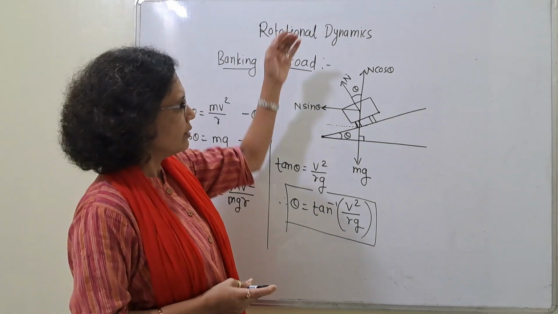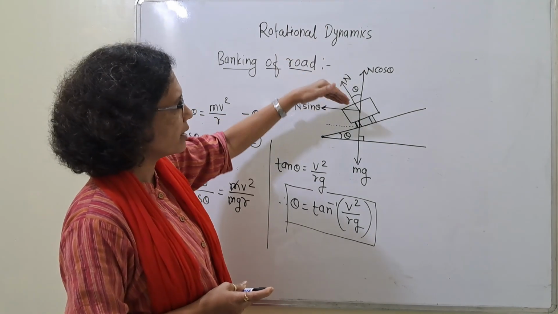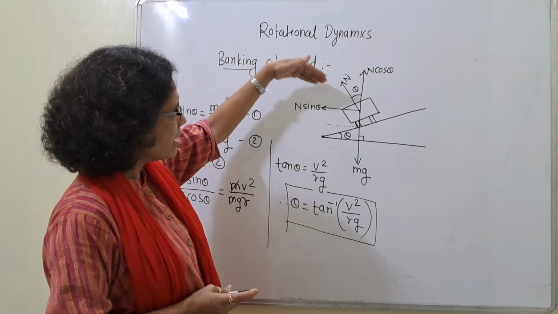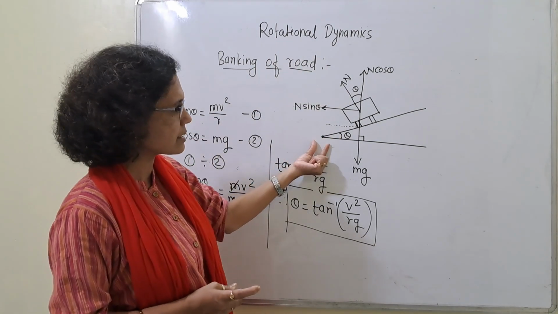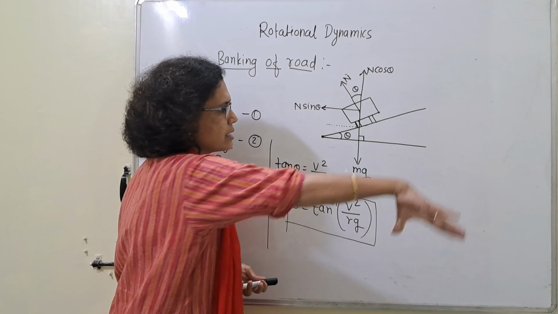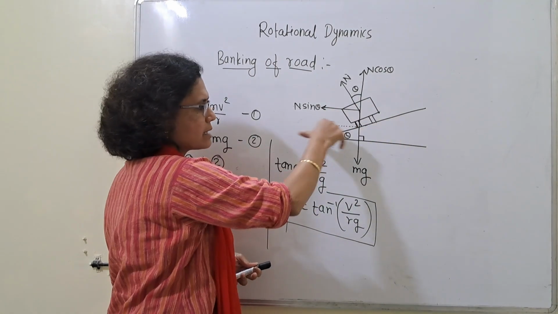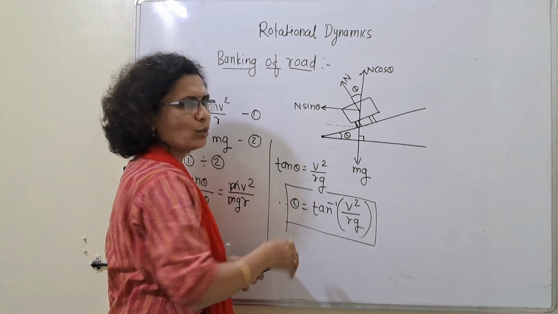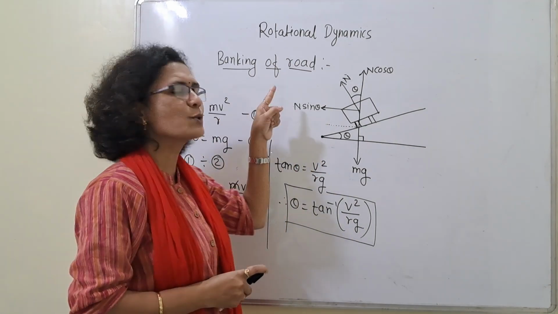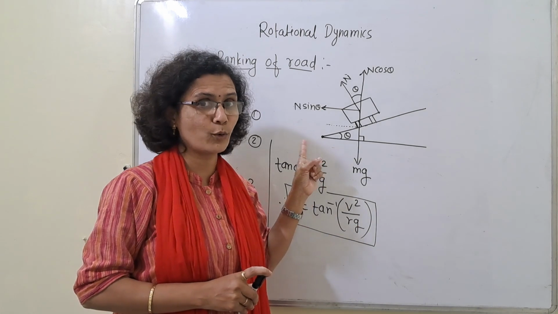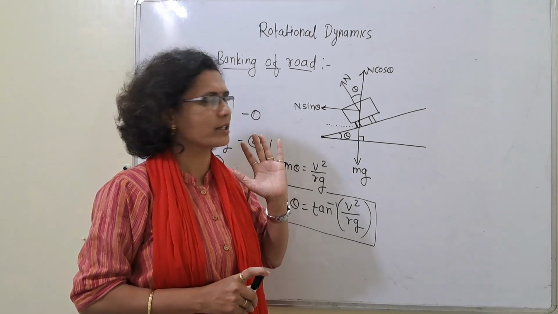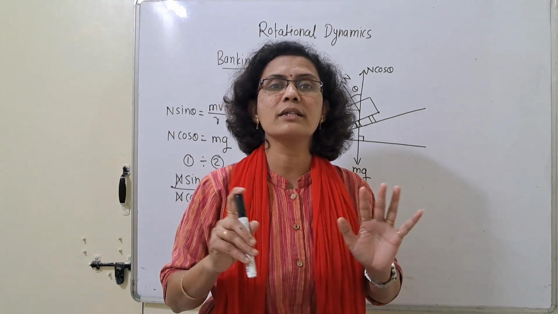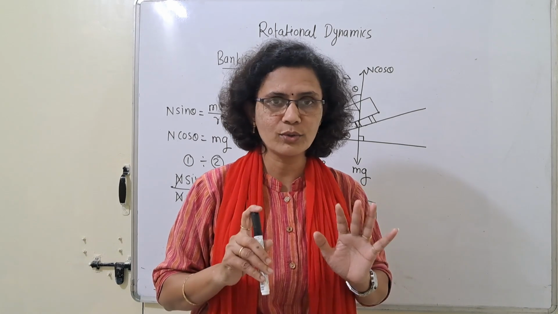What we have done is make the components of the normal reaction acting on this vehicle, that is n cos theta and n sin theta. N sin theta is directed towards the center of the circular path. See, this is the circular road, and this is the center of the circular road. So, this n sin theta is directed towards the center, which means it is providing centripetal force. When we discuss this derivation, we are not going to consider friction.